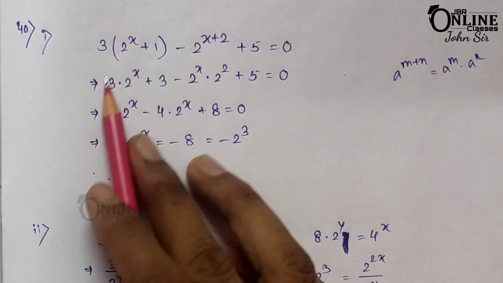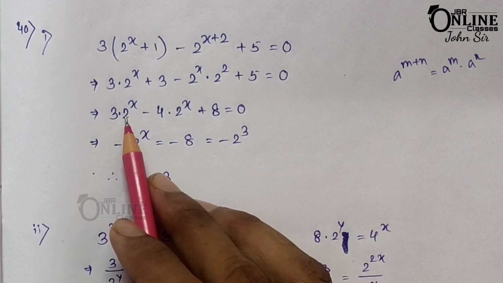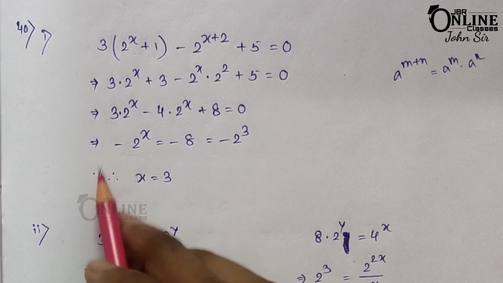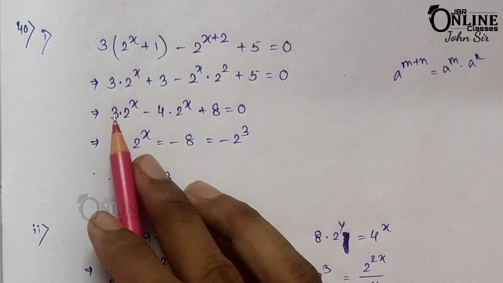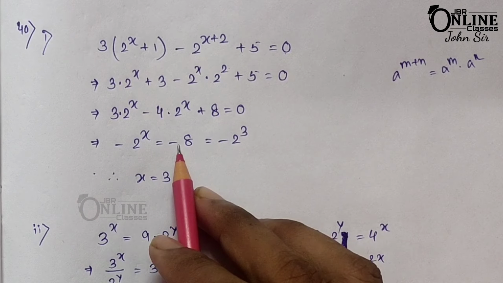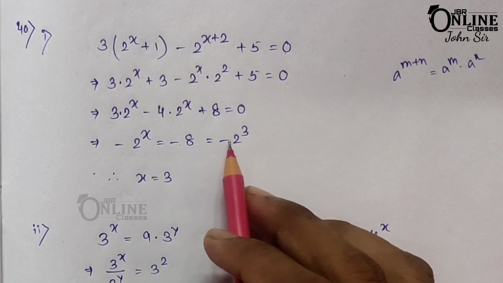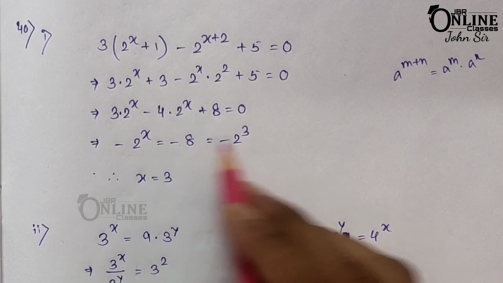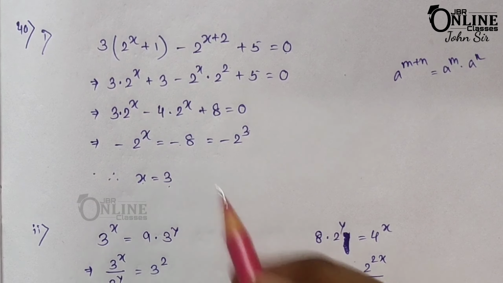So now here 3 times 2 to the power x, and here 2 square means 4, so 4 times 2 to the power x. So 3 times 2 to the power x, here 4 times 2 to the power x, 5 plus 3 is 8. That means 2 to the power x, 3 and here 4. So 3 subtracted from 4, that will be minus 2 to the power x, and that equals minus 8. Minus 8 means minus 2 to the power 3. So minus cancels out. Then 2 to the power x equals 2 to the power 3. So x equals 3.